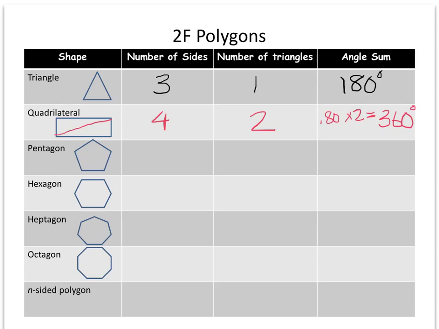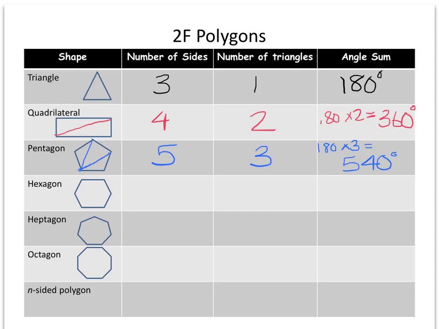Okay, now let's look at a pentagon. So if we tried to divide a pentagon into triangles, you can see that we can divide a pentagon into 3 triangles. So we've got a 5-sided shape that can be divided into 3 triangles. So the sum of angles in a pentagon is going to be 180 degrees times 3 this time, because we've got 3 triangles, which gives us 540 degrees.